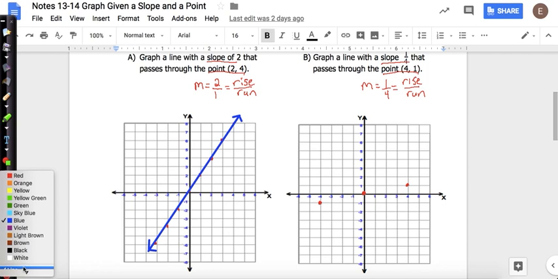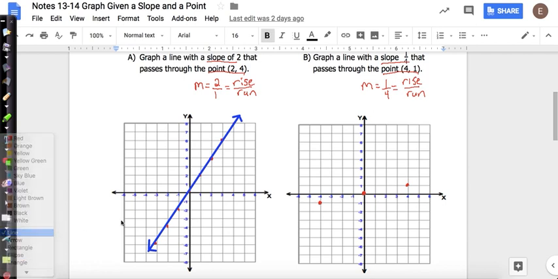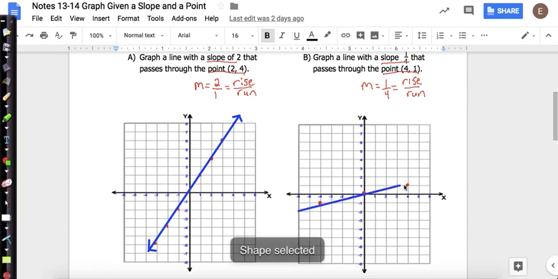Now take your ruler and connect those 3 points and go a little past in each direction.